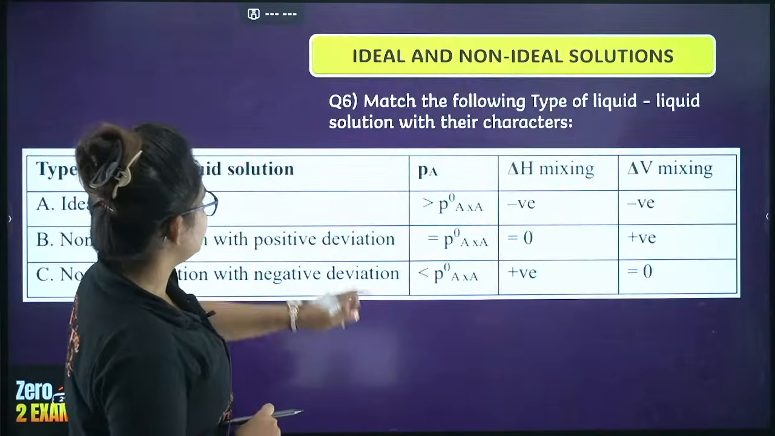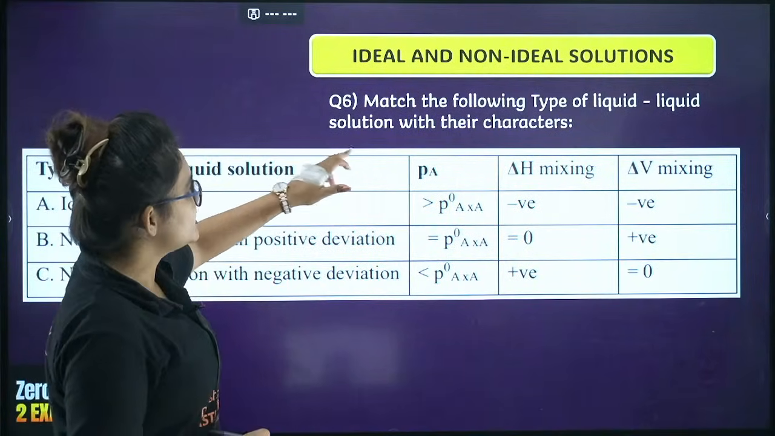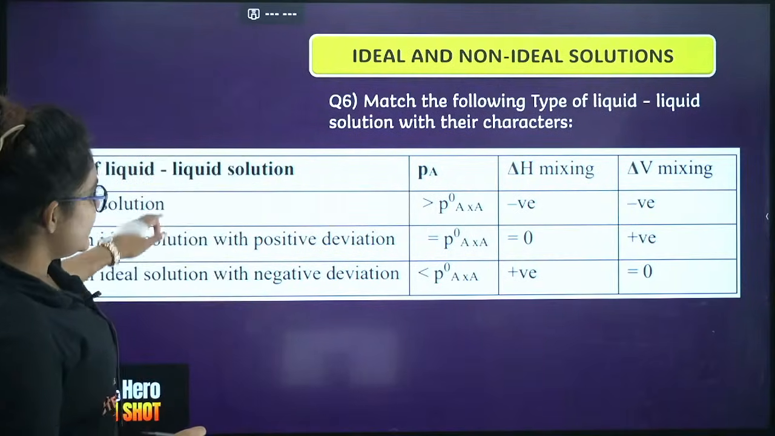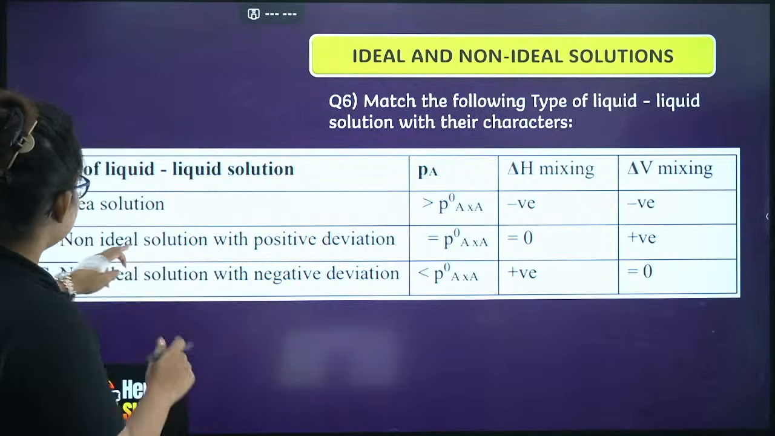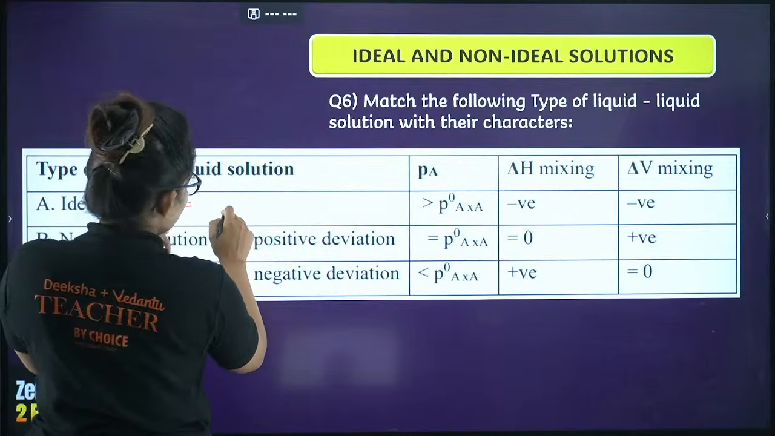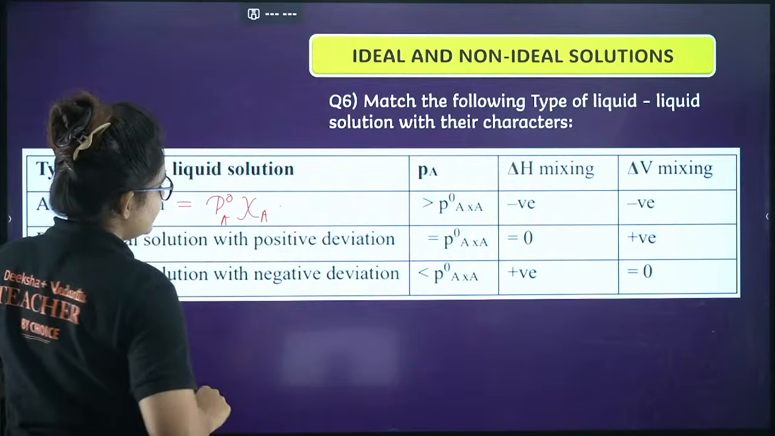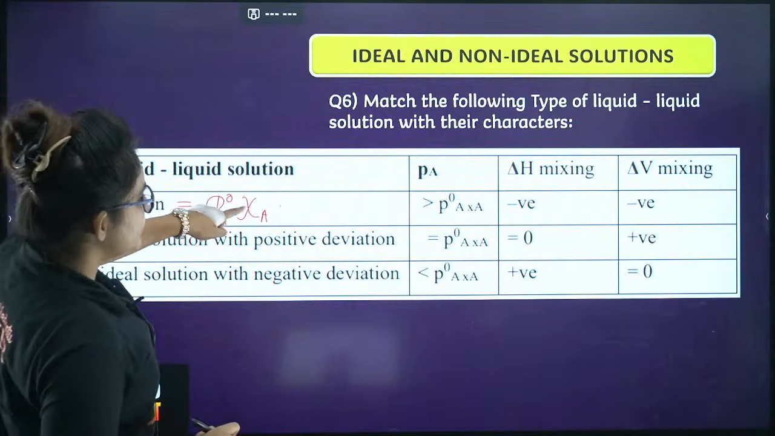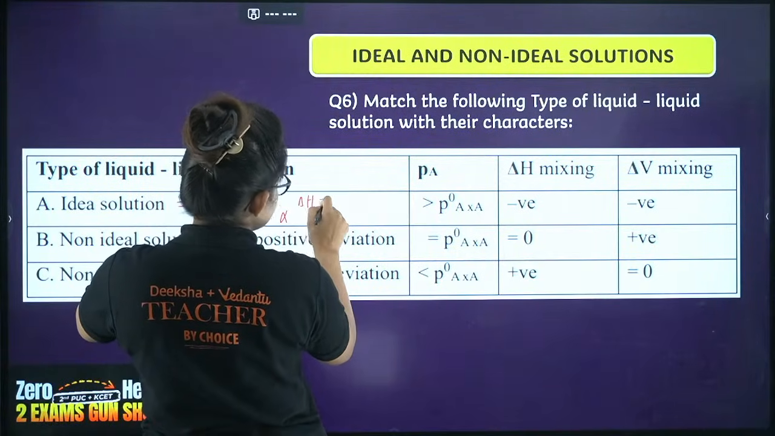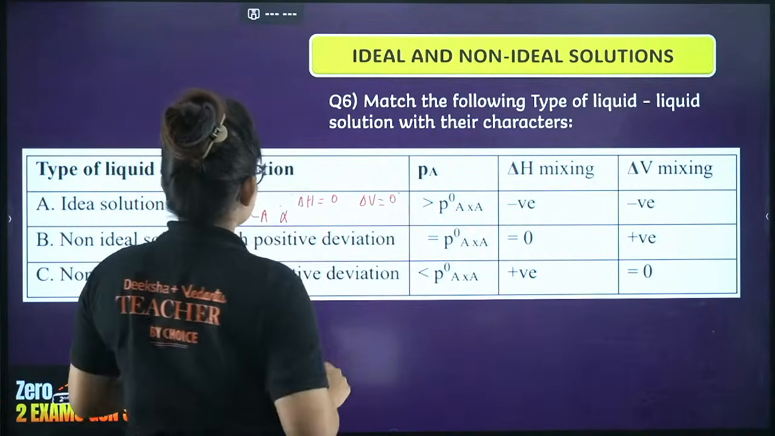Let's proceed further. Here you can see ideal and non-ideal solutions. I don't think I have to tell you. Match the following types of liquid solution with their characteristics. Whenever it comes to the ideal solution, definitely, let me just change the ink, P equals P0A of XA, right? And the delta H value is 0 and the delta V mix value is also 0, right?